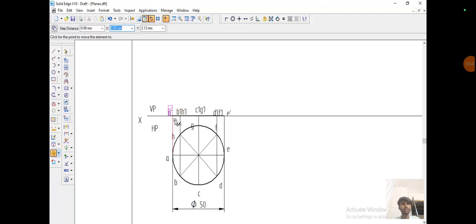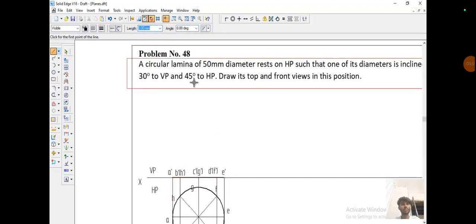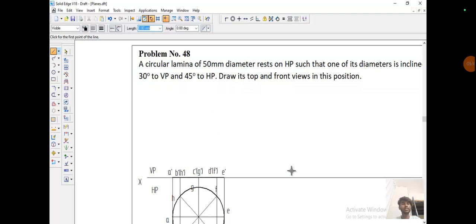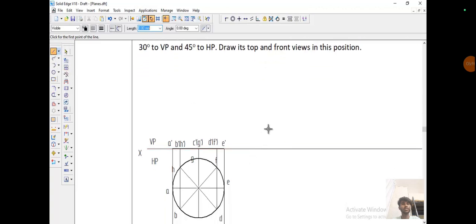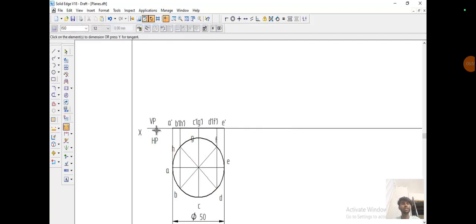Next we have to know the diameter is inclined. First we have to see the question. Here we have to draw a 30 degree line on the XY line. Next step, now they have given the diameter is inclined at 30 degrees to VP and 45 degrees to HP, so we need to measure this A dash and B dash of H dash.